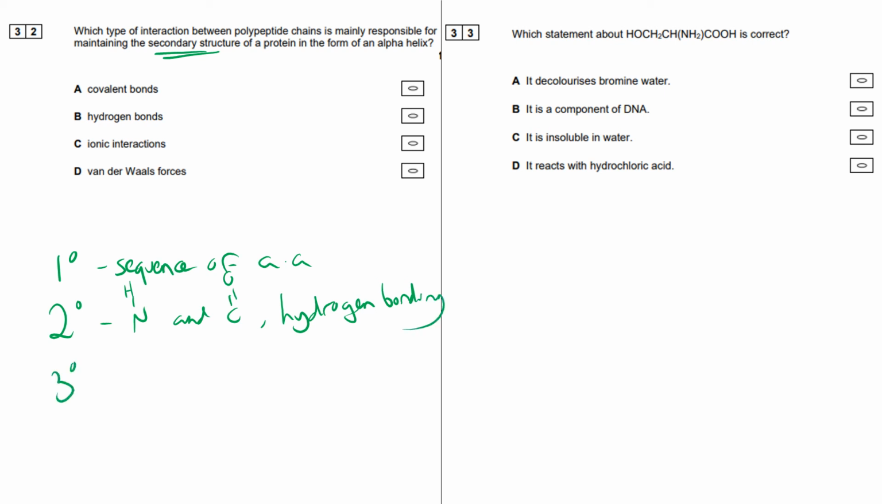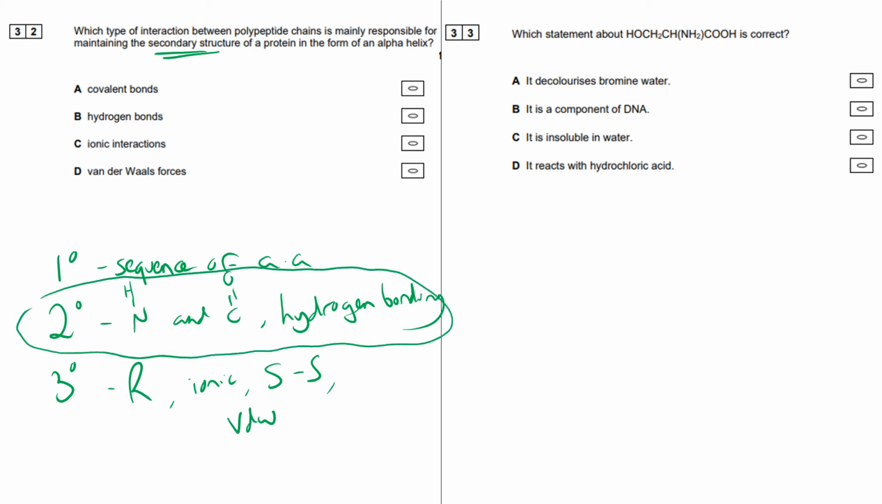Tertiary structure is the further folding of protein, and that's usually the interaction between R groups. So that's where you're going to get your ionic interactions, your disulfide bridges, your van der Waals forces, and your dipole-dipole forces. So secondary structure is the hydrogen bonding between your polypeptide chains.